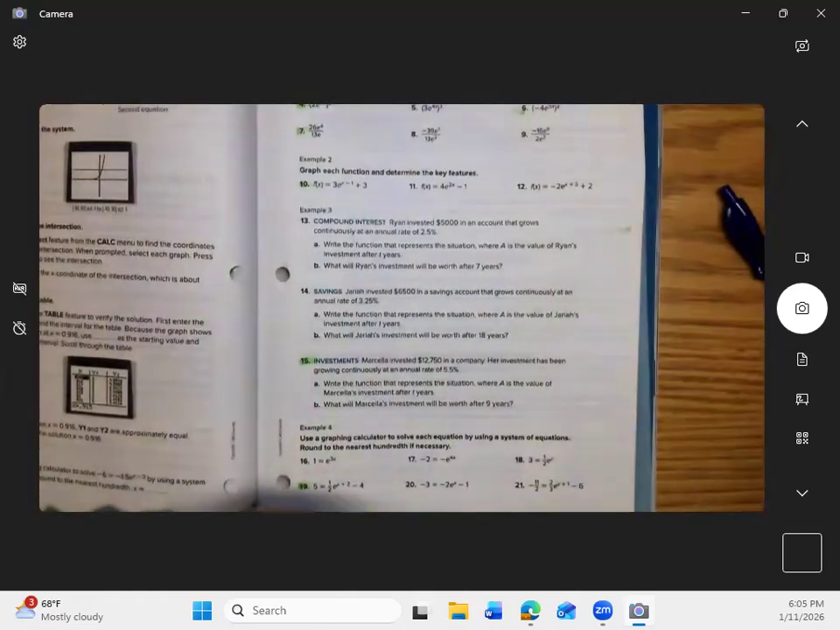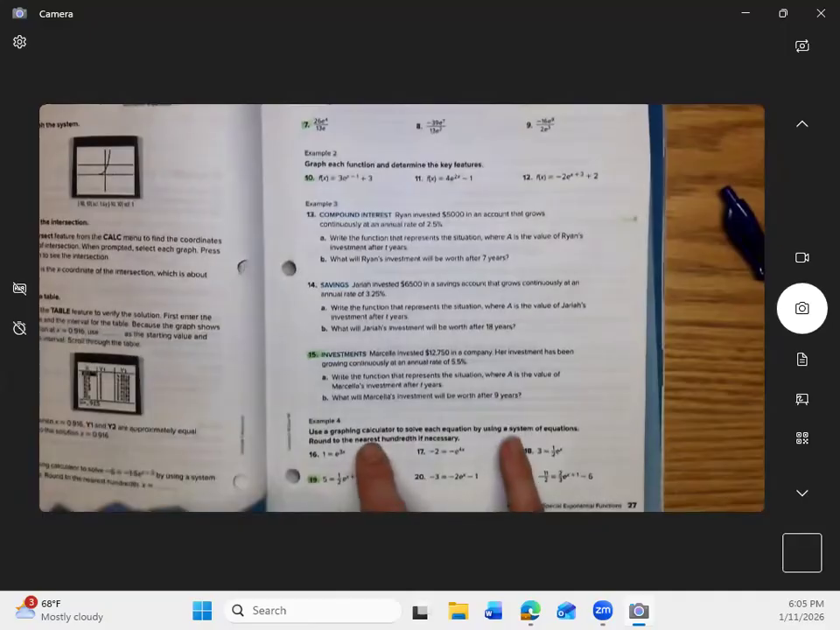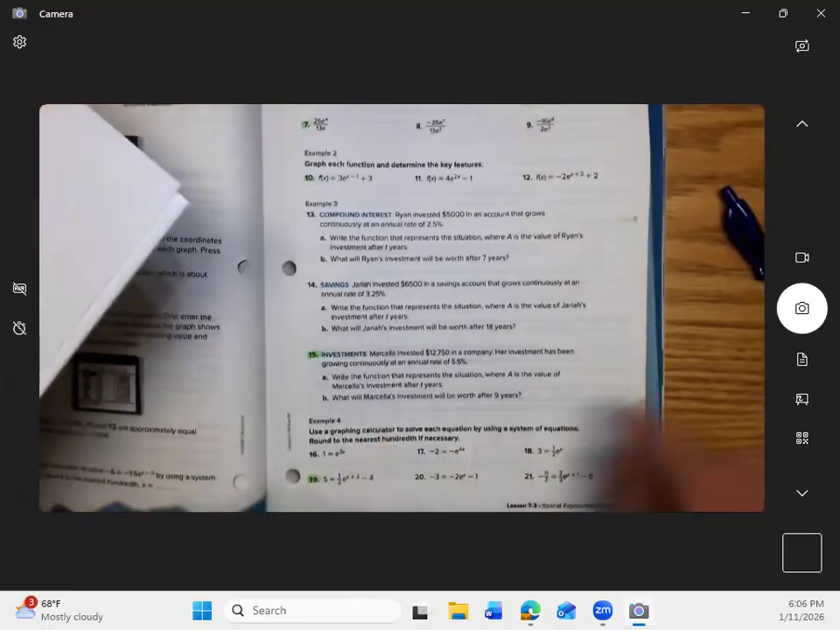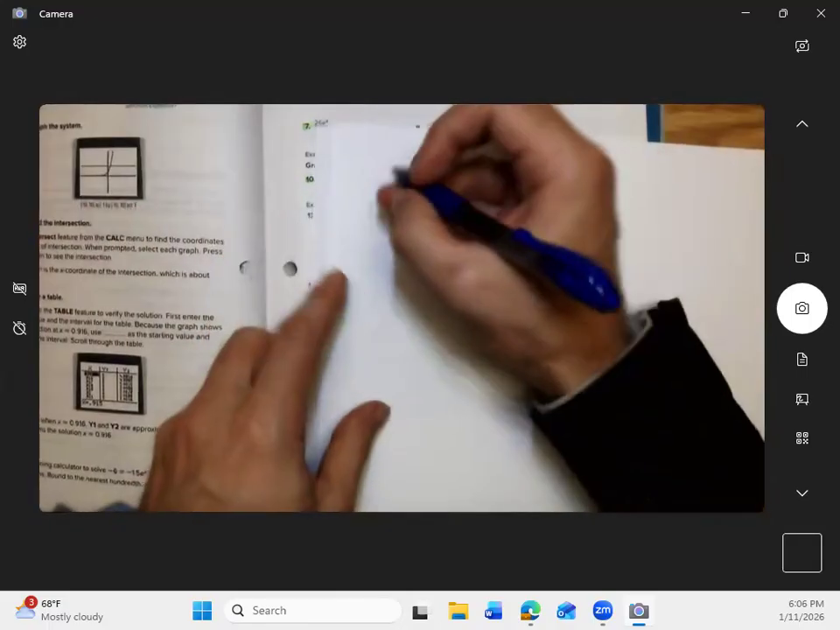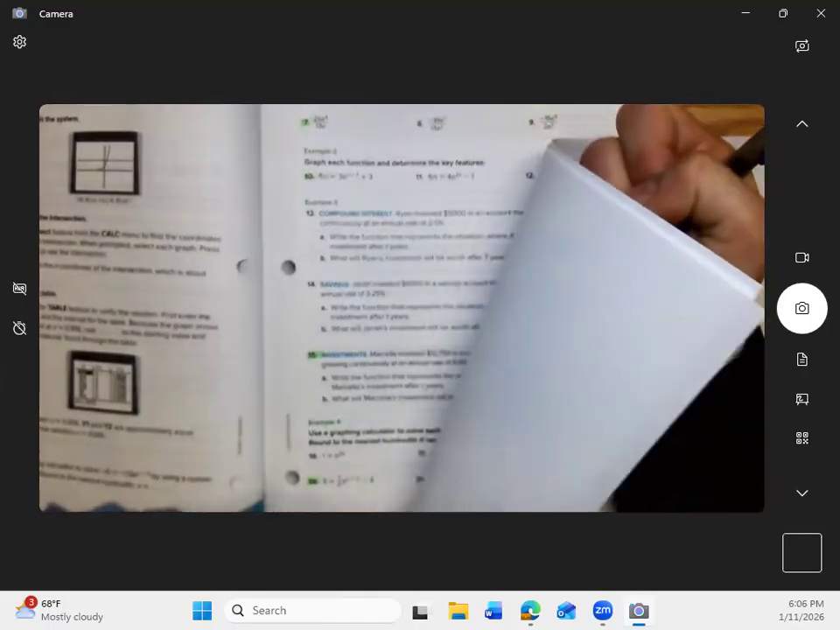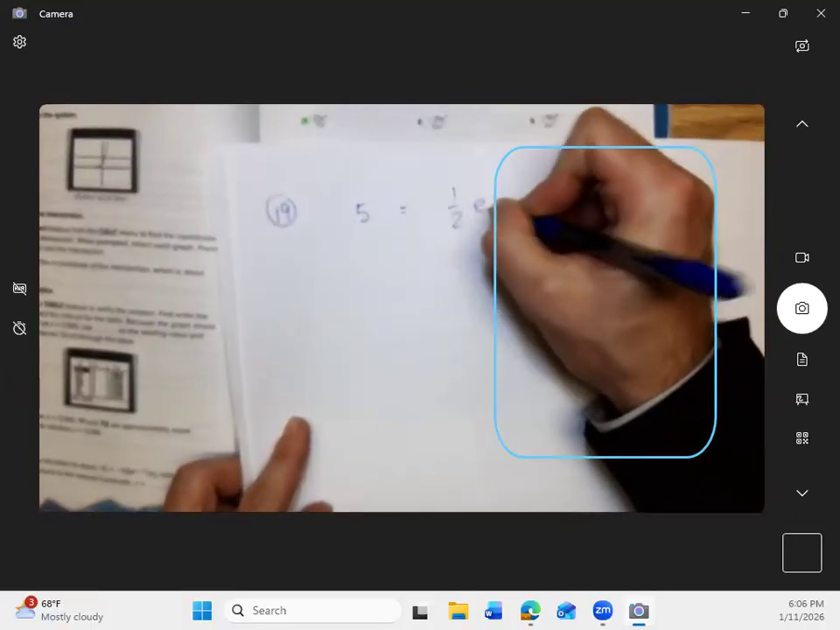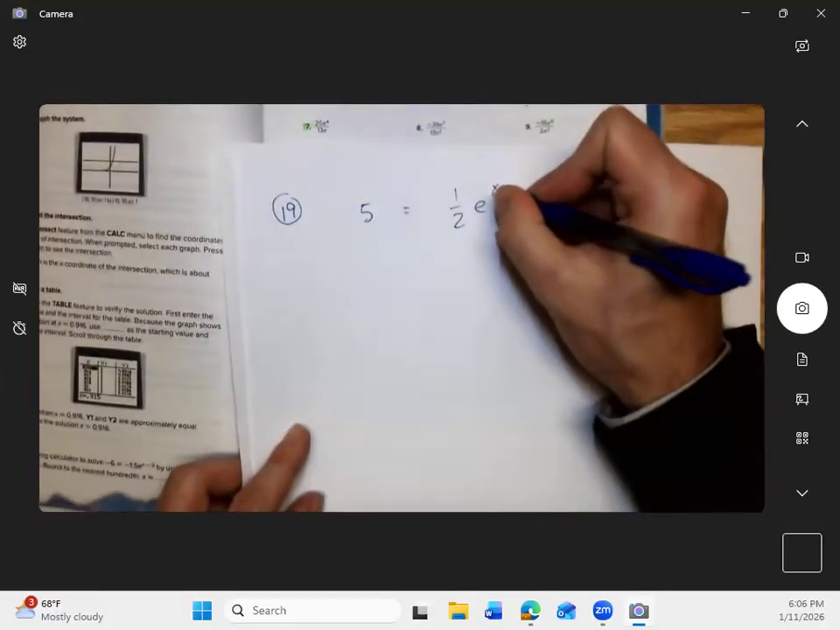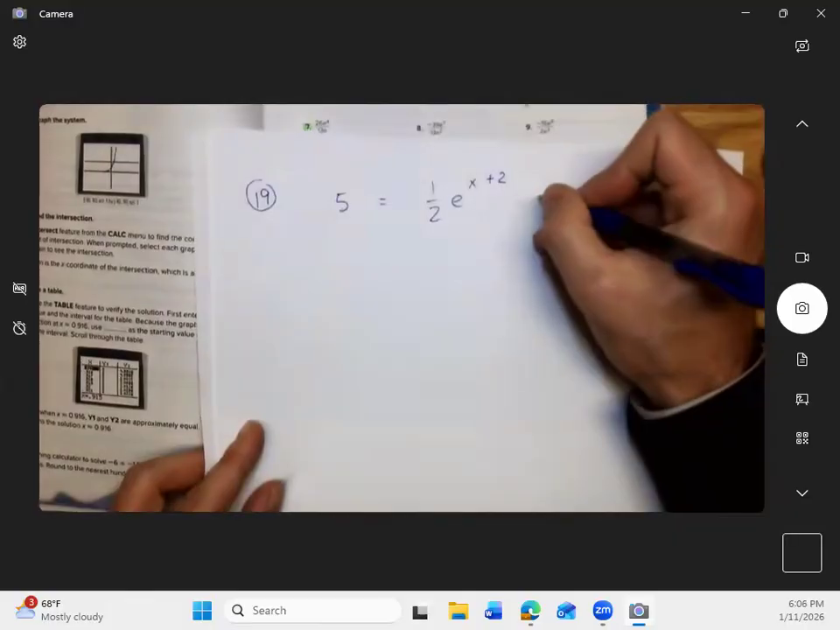All right, what's next here? 19. Using a graphing calculator to solve, so might have to be pulling out Desmos here. System of equations, round to the nearest hundredth. We've got 5 equals 1/2 e to the power of (x plus 2), and the whole thing minus 4.